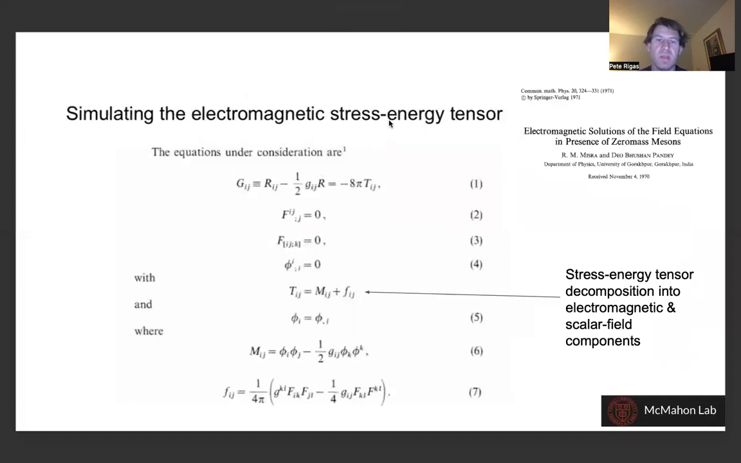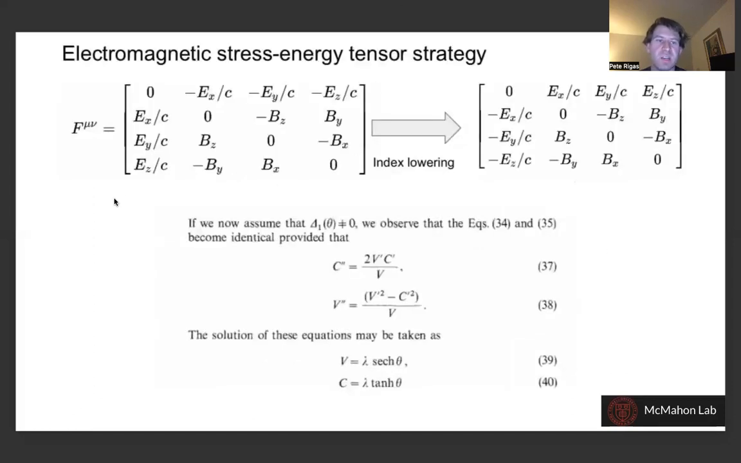And we can also simulate the electromagnetic stress energy tensor, in which, from a 1970 reference, we are provided with a decomposition of the stress energy tensor into electromagnetic field and scalar field components. And our strategy for the electromagnetic stress energy tensor is that we can begin with the covariant representation, and we can pass to the contravariant representation by lowering the index and flipping the signs of the electric field in the outermost row and column, while the sign of the magnetic field in the 3x3 minor remains the same, which gives hyperbolic secant and hyperbolic tangent solutions.